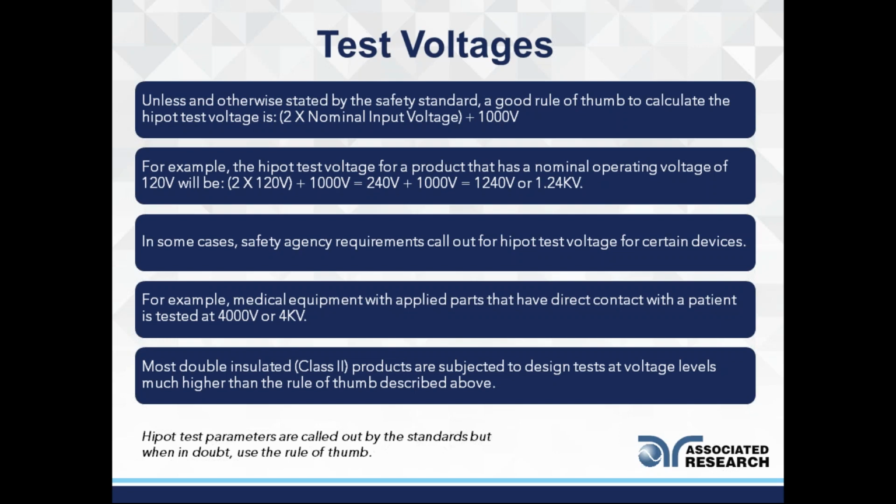If you do the rule of thumb, we calculated about 1.24 kV for a device rated at 120 volts. Whereas in this case, for an applied part connection, the test voltage is specified by the standard. So we have to use 4 kV to test that insulation barrier between those points that touch the patient and the return path back on the mains conductors or ground of that medical device.